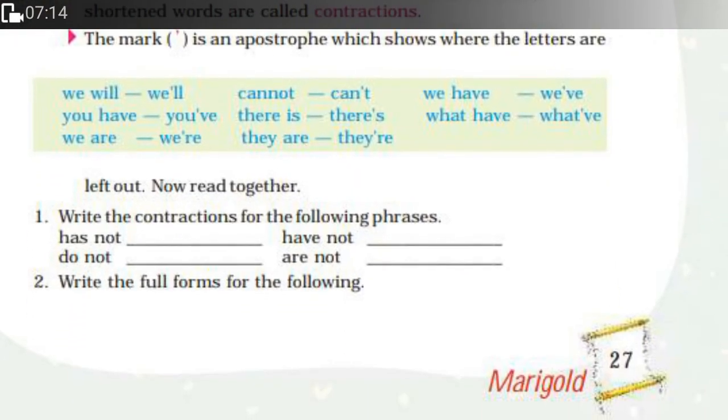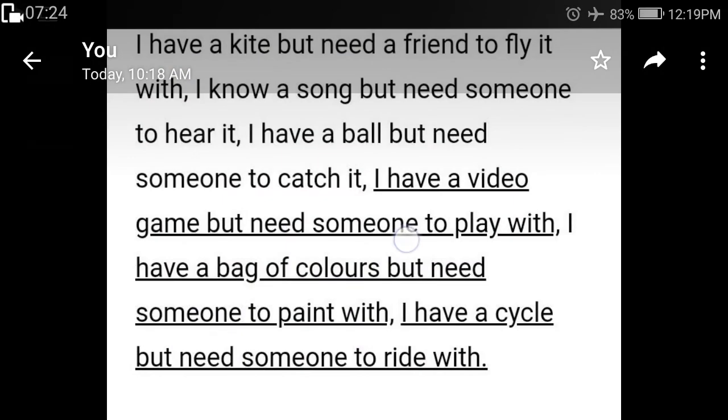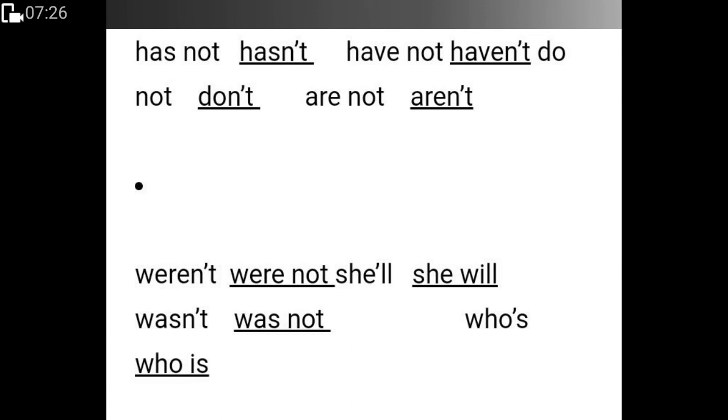Now, what do we have to do? We are given a few words, we have to contract them. So how are we going to do that? Here we have it. Has not becomes hasn't. Have not becomes haven't. Do not becomes don't, and are not becomes aren't. Have you noticed here the "not" has become short? Where we have missed the O, that's where we keep the apostrophe.